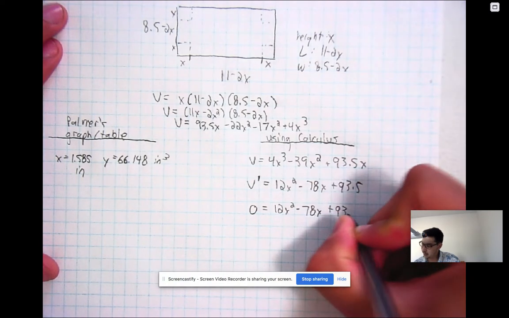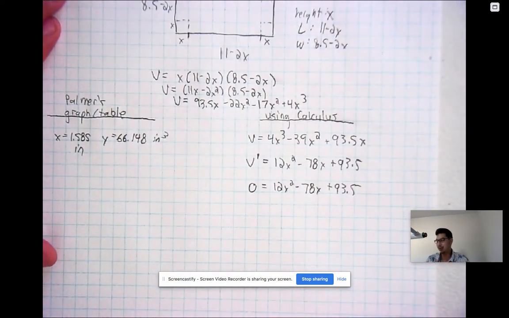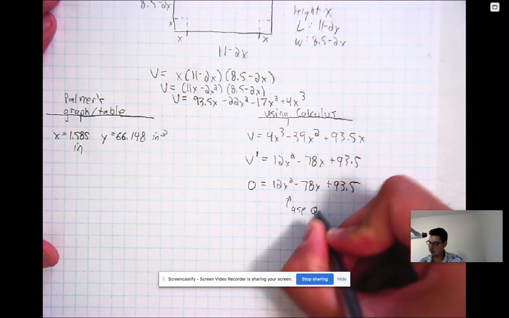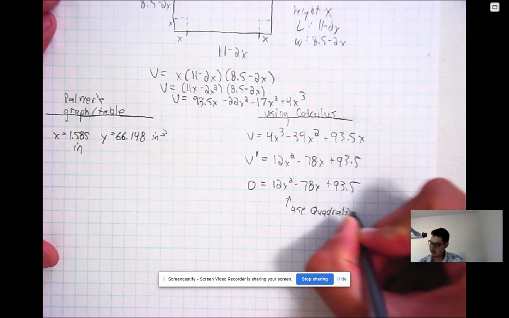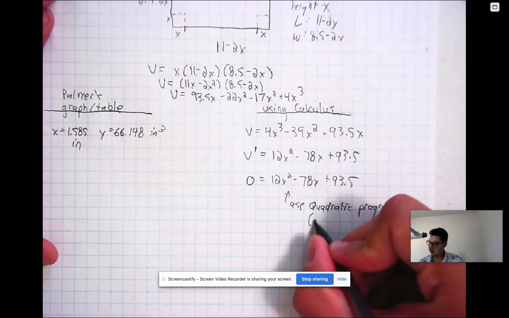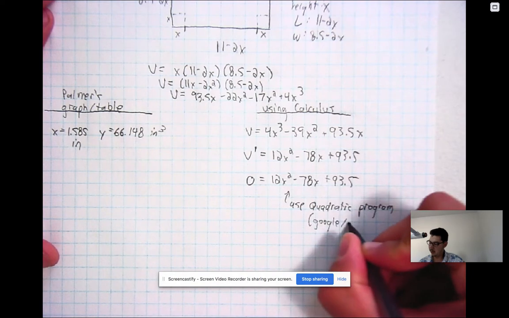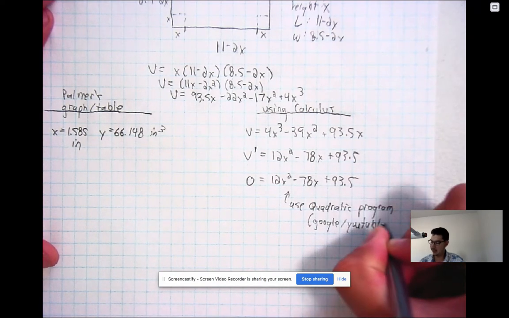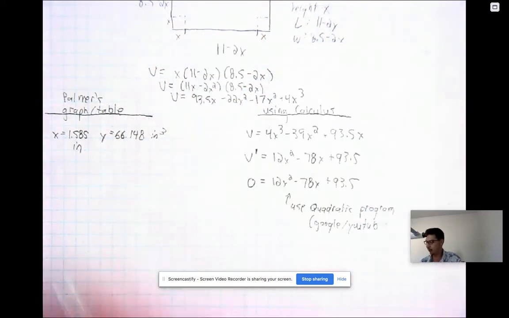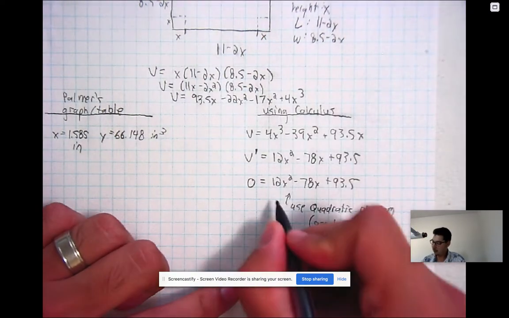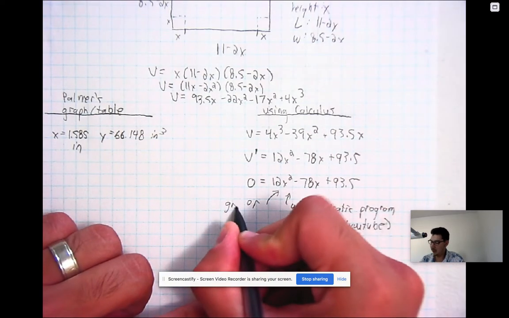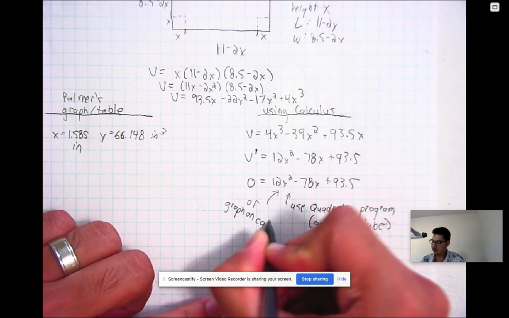And at this point, unless it says no calculator, you can use the quadratic program on your calculator, and if you don't have it, just Google or YouTube it. It's all over, and you can find it and just copy down the steps. Or you can use the graph on your calculator, which is what I'm going to do here.